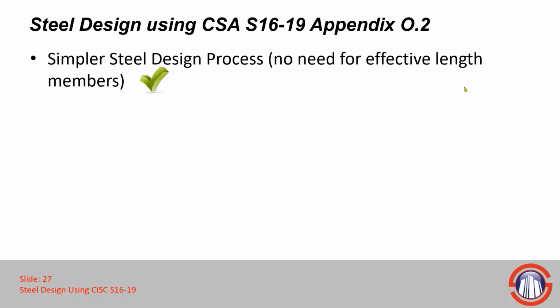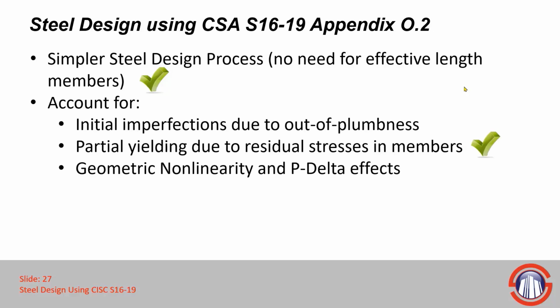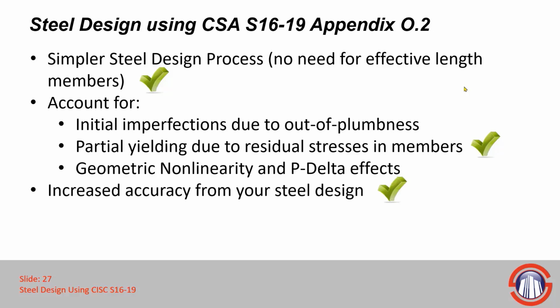So through this process, hopefully you're able to see that it does simplify the steel design process. There's no need for effective length factors. It also helps when defining load combinations. You don't need as many load combinations in the negative and positive directions. It will streamline that process for you. And the software will actually take care of that all as well. In addition, this process is accounting for things like initial imperfections due to out of plumbness, partial yielding due to residual stresses in your members, and geometric nonlinearity and P-delta effects. And ultimately what this gives you is increased accuracy from your steel design.